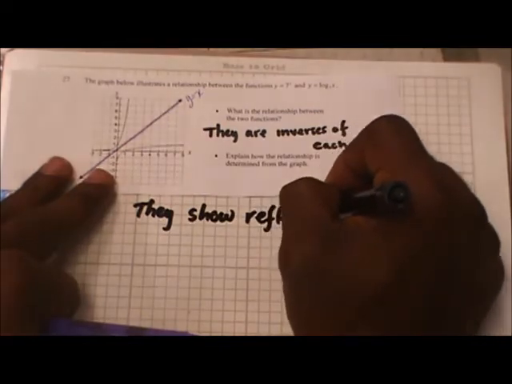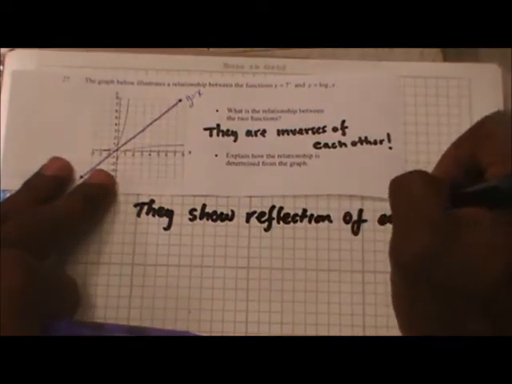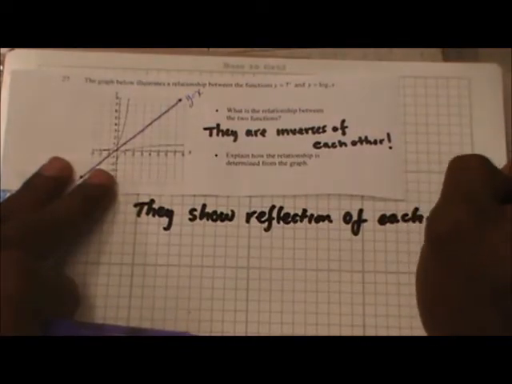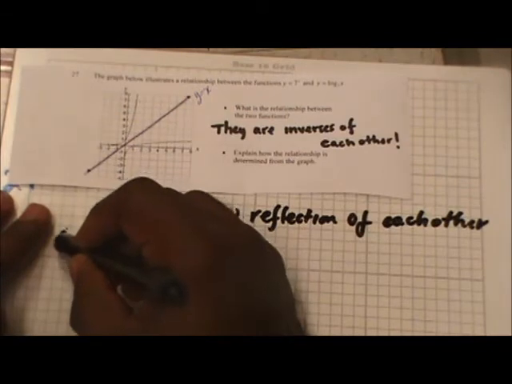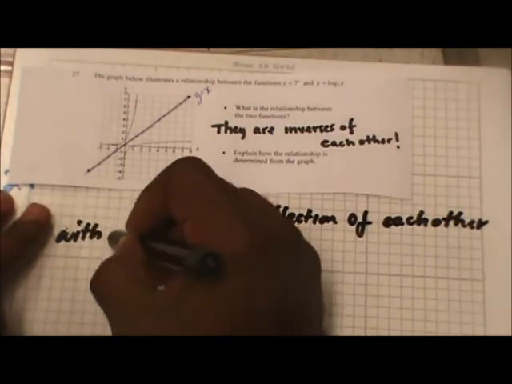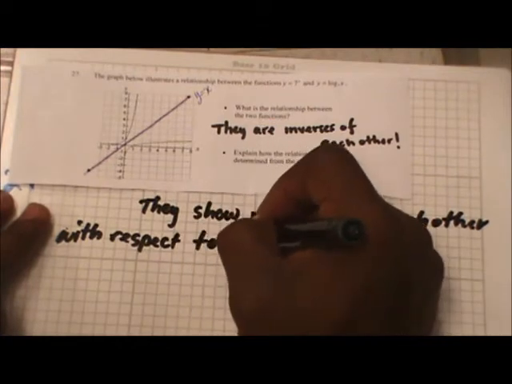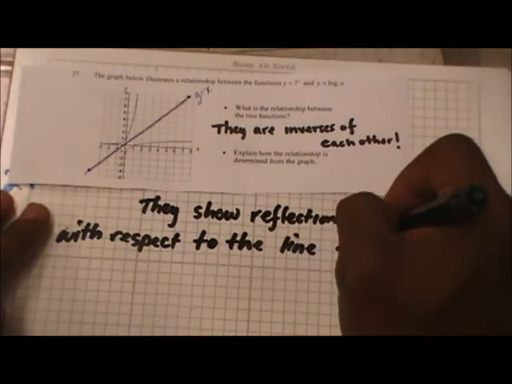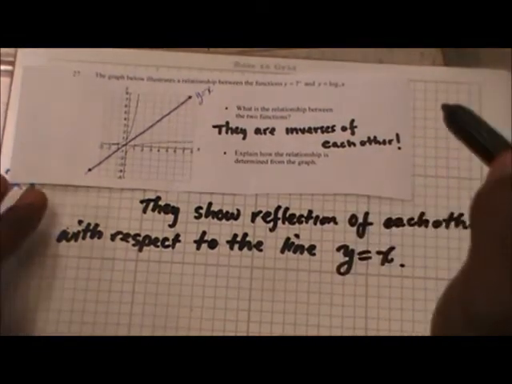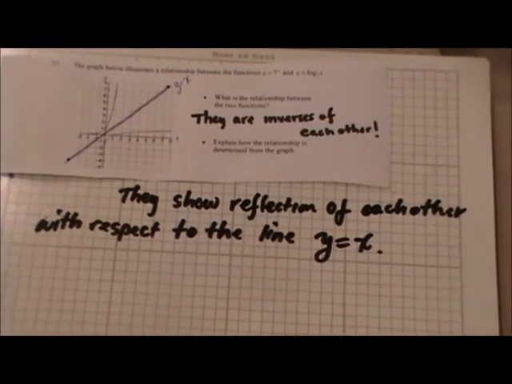All right, reflections of each other with respect to the line y is equal to x. And that's all we want to write for that problem. All right, there you go.